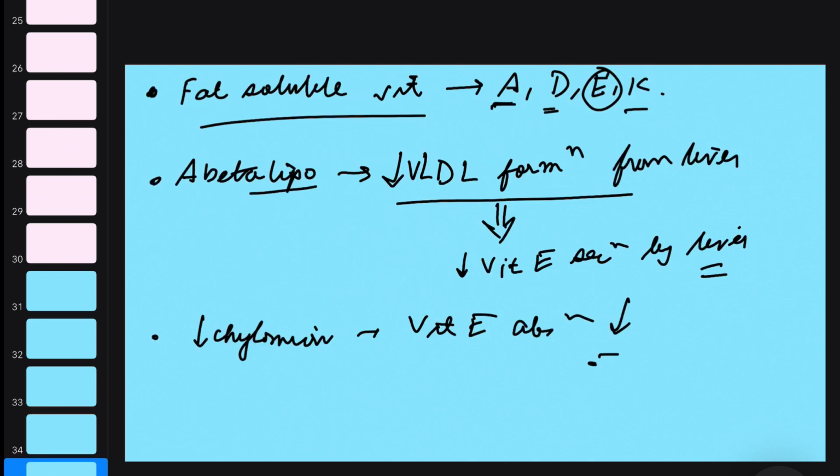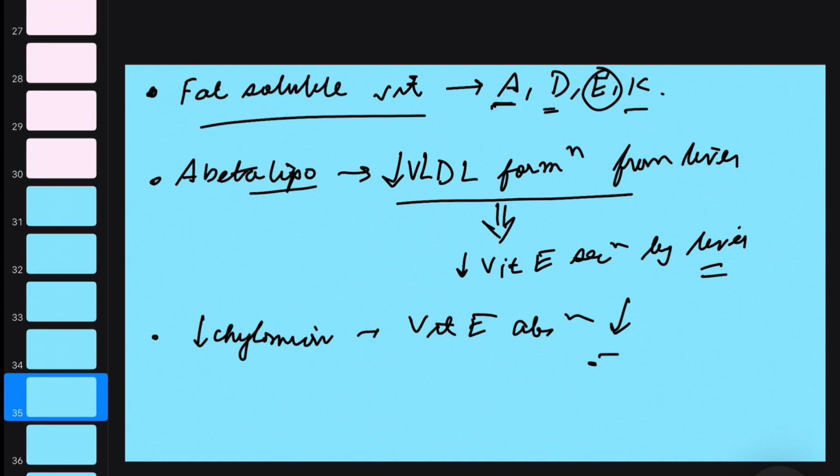Okay. Then we saw why the vitamin E deficiency is so marked in this. First of all, because it's fat soluble. Second, because chylomicrons are not being formed here, so there is no one to transport the vitamin E. And third, because VLDL secretion is also gone, so nobody transports vitamin E from the liver as well.